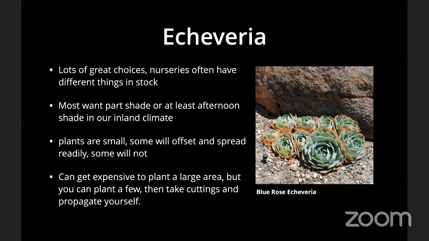Most of them are small. Some will offset like this, which can be propagated and divided with just a small piece of stem, just like we've spoken about for the other plants already. If you want to plant a large area to this as a ground cover, that can get quite expensive, a 1 gallon plant at a time, because they don't get very big. And so a strategy you can use is to plant a few, and then as it offsets over time, you can take cuttings and then replant it over a number of years.